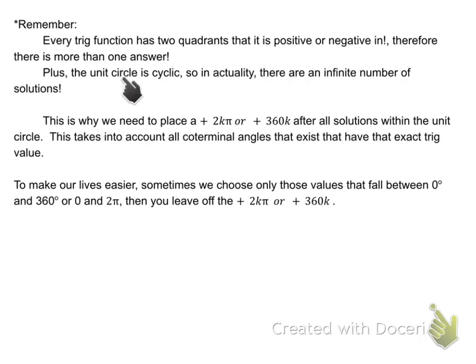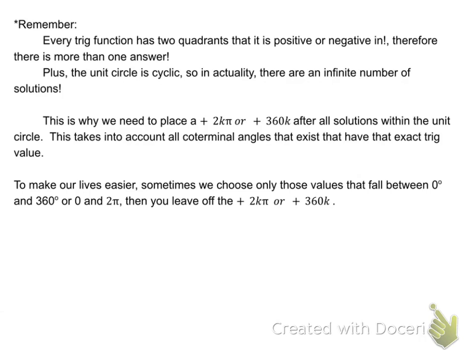Plus, don't forget that the unit circle is just a big circle. You can keep going around and around and around the circle, and I can happen at 30. I can go around the circle 360 and end up at what? 390. I can go around the circle again and end up at what? 750, is it? And so I can keep going around forwards or backwards. So there's got to be a way to deal with this.